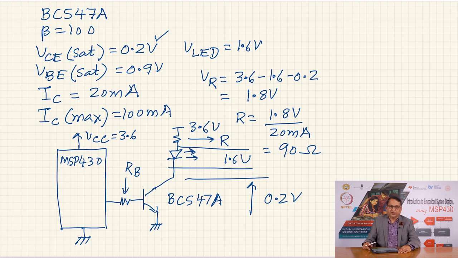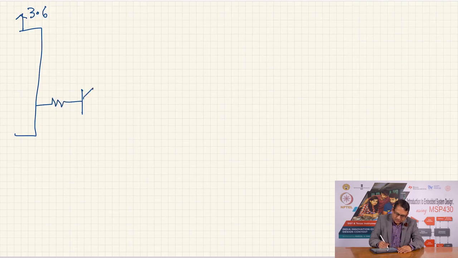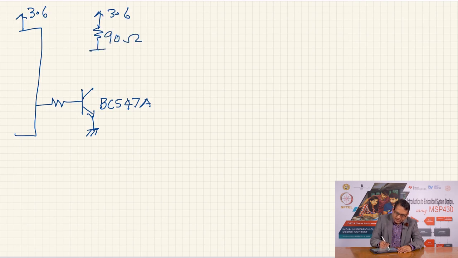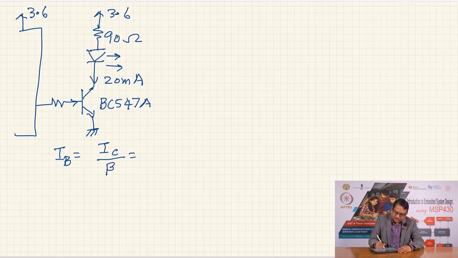Now, the second calculation is to calculate the value of the base resistor, and for that let me repeat this diagram here. This is 3.6 volt, this is the circuit here, this is BC547A. We have already estimated that for 3.6 supply volt my resistor will be 90 ohm. I will have a red LED in series, and the current going here is 20 milliampere. The beta is 100, therefore, the base current required, IB, is equal to IC by beta, therefore, it is 20 milliampere upon 100.